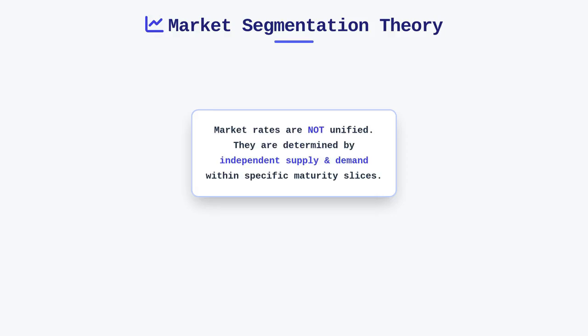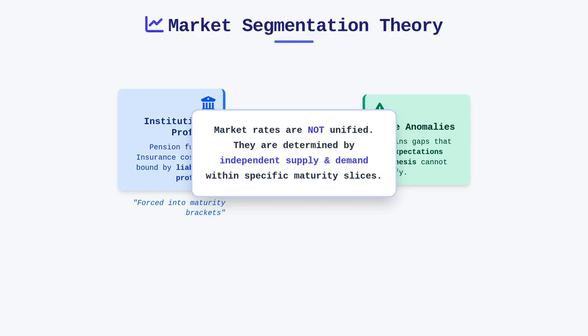We must also consider the market segmentation theory, which suggests that the market for interest-bearing securities is divided into distinct segments based on maturity. According to this view, supply and demand within each specific maturity segment determine the interest rates for that slice of the curve. Institutional investors, such as pension funds or insurance companies, often have specific liability profiles that force them into certain maturity brackets regardless of the returns available elsewhere. This explains why we sometimes see anomalies in the yield curve that the expectations hypothesis alone cannot justify.